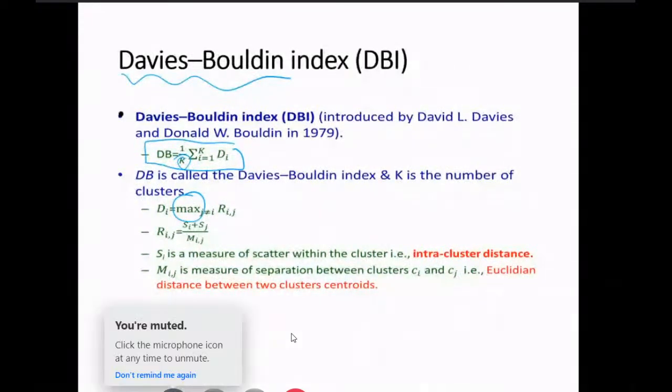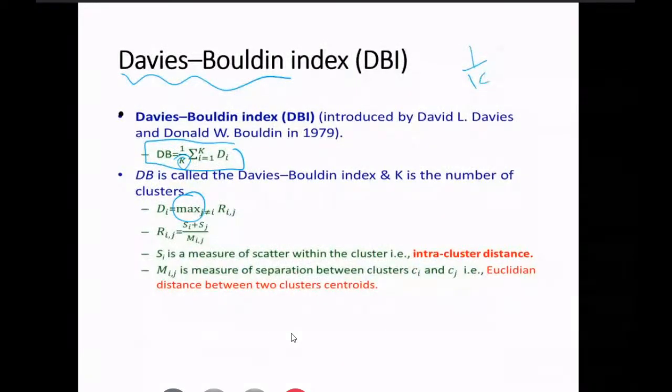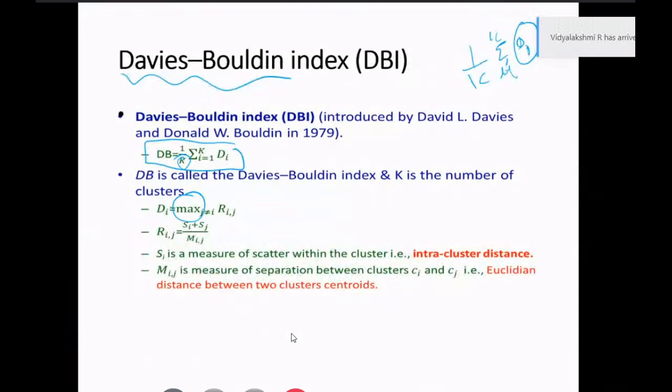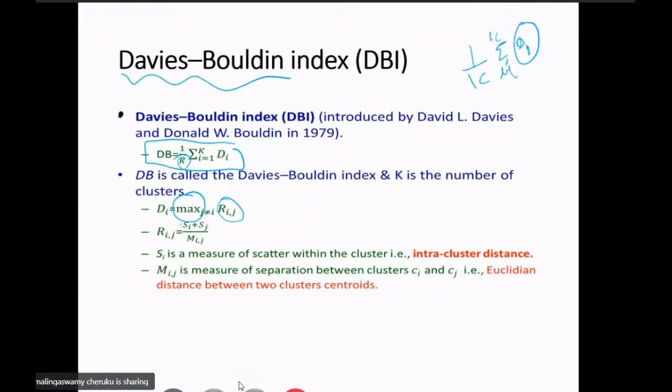So how they are finding it: 1 by K, where K is the number of clusters, summation over i equals 1 to K of D of i. What is D of i? D of i is considered as the maximum of R of ij. How do they define R? If there are two clusters, Si and Sj, and M of ij: Si is the measure of scatteredness within the cluster, that is, the intra-cluster distance, and M of ij is the measure of the separation between the cluster centroids i and j. This talks about how well separated the clusters are.